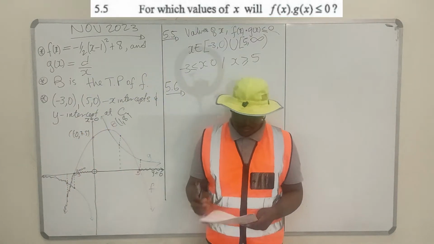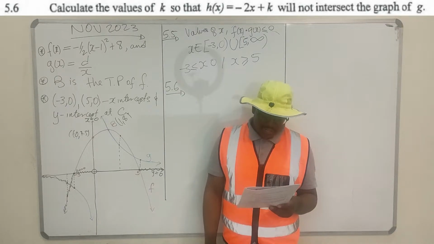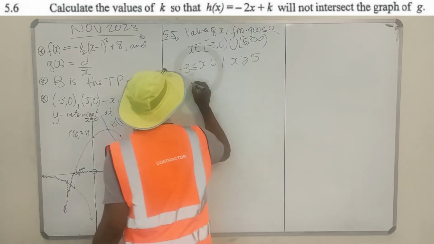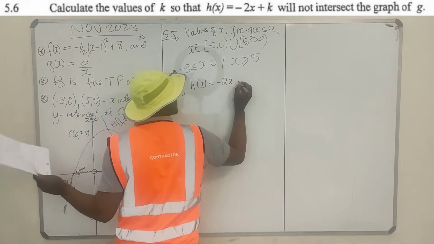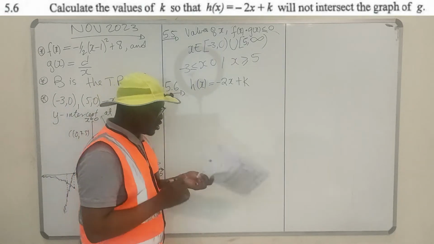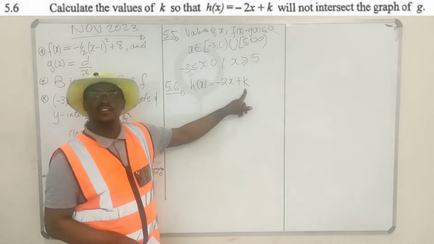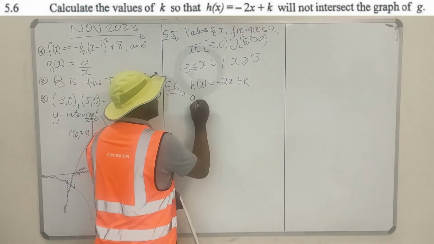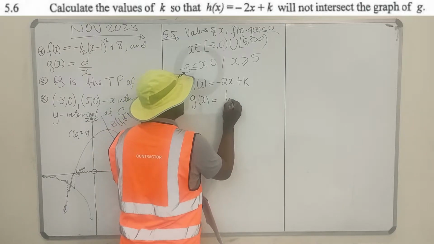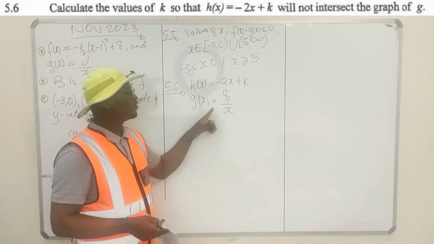What are they saying in 5.6? Calculate the values of k so that h of x defined as -2x plus k will not intersect g. So we are given h of x to be -2x plus k, and they're asking for which values of k this function will not intersect g. You know that g of x is defined to be 8 over x. This is your equation for g of x.